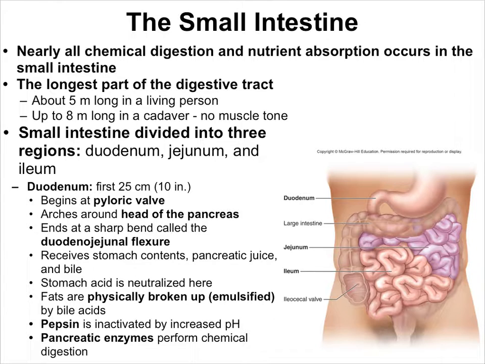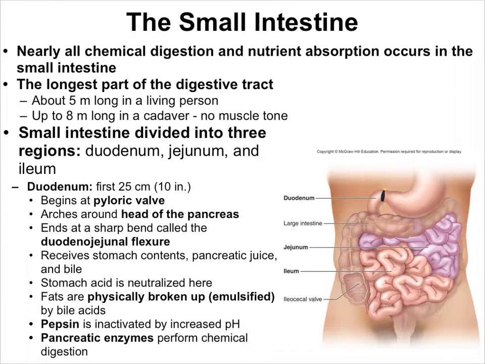There are 3 divisions of the small intestine: the duodenum, the jejunum, and the ileum, in that order. The duodenum is the first section of the small intestine. It links to the pyloric sphincter. So it's the first thing that food enters when it exits the stomach.